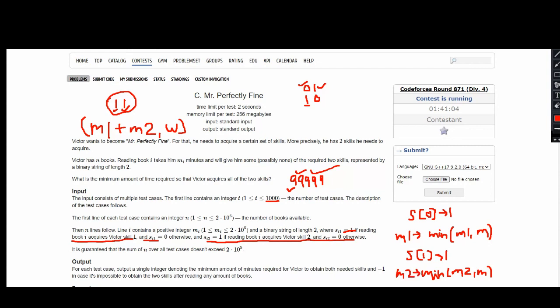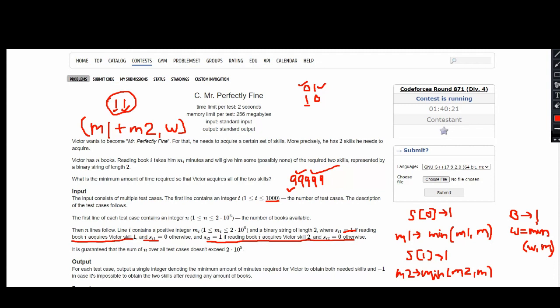Now after these two cases, we also need to check if both are 1 simultaneously. If both conditions are satisfied, then we take the whole answer as the minimum of whole, comma, M. M is the minutes which are given in the question.